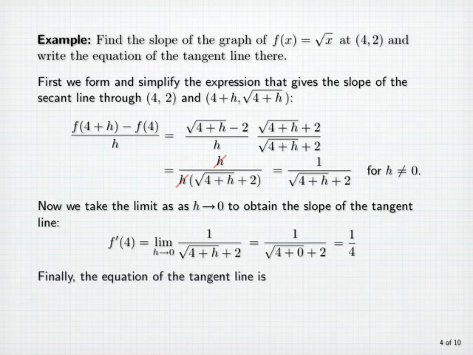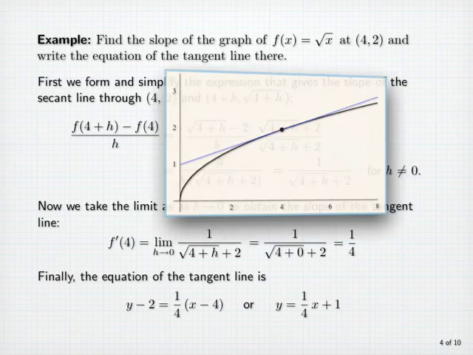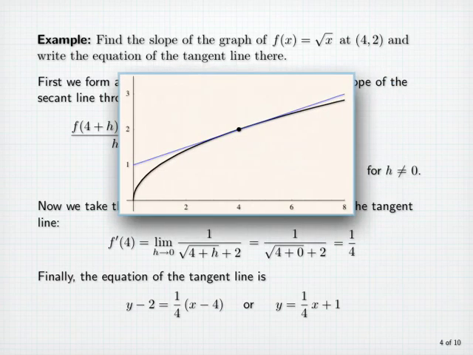Finally, the equation of the tangent line is y minus 2 equals 1/4 times (x minus 4), or if you prefer, y equals 1/4 x plus 1. Here's a picture showing what we've found. You see the graph of the square root function, as well as the tangent line at the point (4, 2).